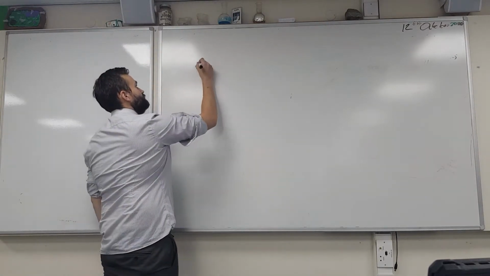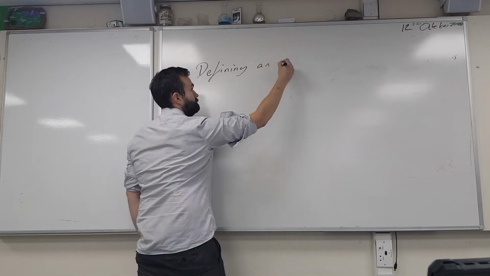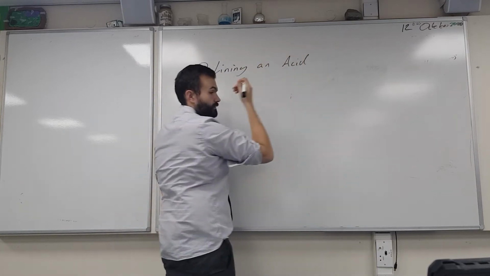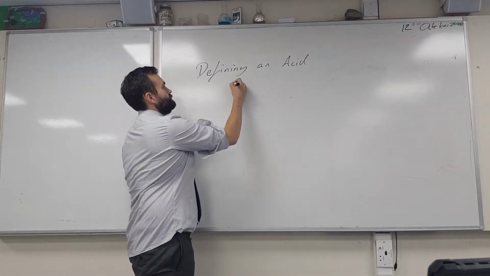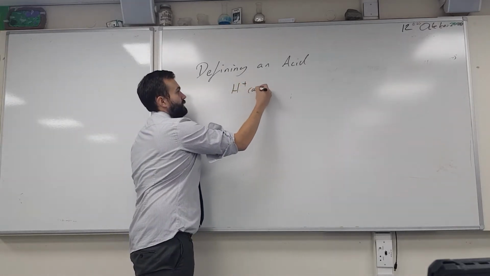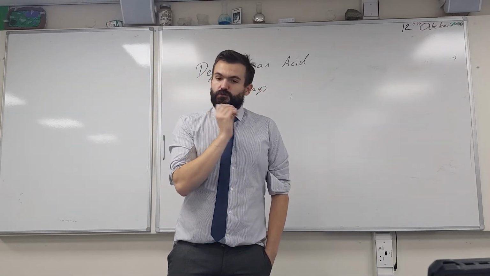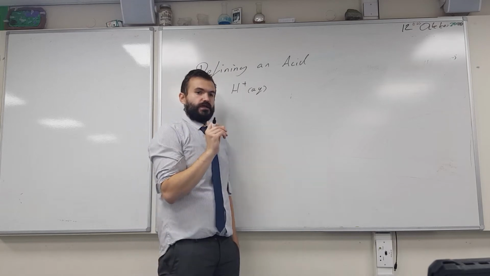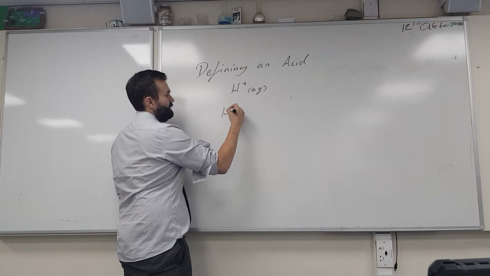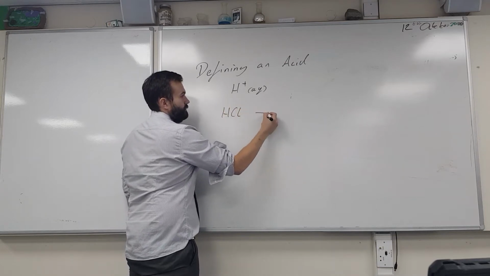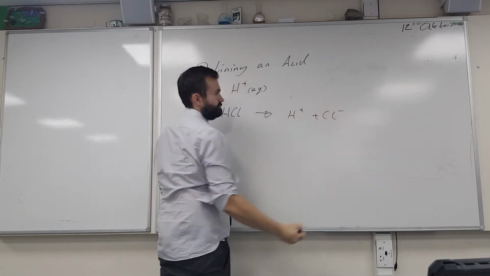Right, so we are doing defining an acid. As you probably know already, it's all to do with protons. And our proton is what actually defines an acid. So we need to know the difference between acids and bases. So traditionally, if we have HCl, we can write it as H plus and we have Cl minus.